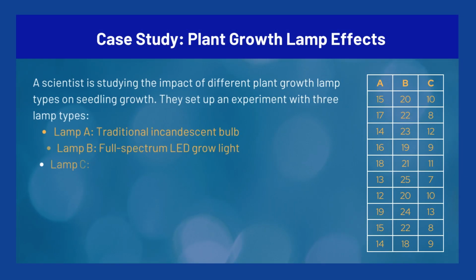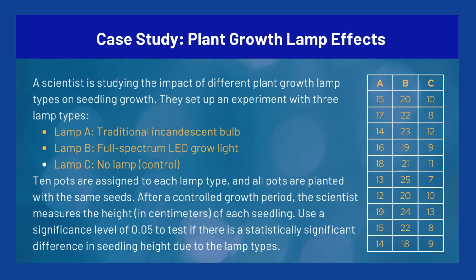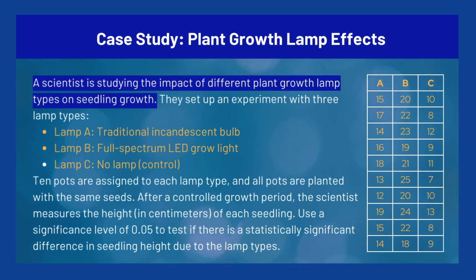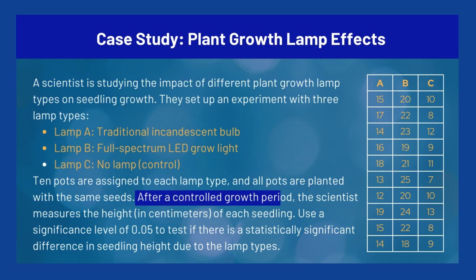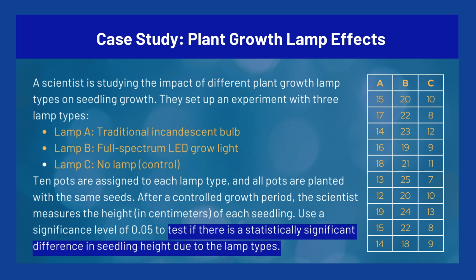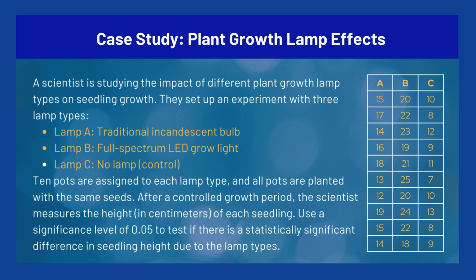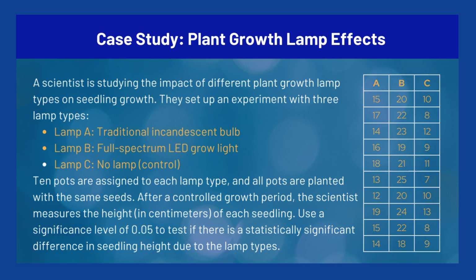Let's consider the following case study, where a scientist is investigating the impact of different plant growth lamp types on seedling growth. Seedlings are assigned to groups and exposed to different lamp types. After a controlled growth period, the scientist measures the height of each seedling in centimeters. The study aims to determine if there's a statistically significant difference in seedling height due to the lamp types. The significance level is set at 0.05.